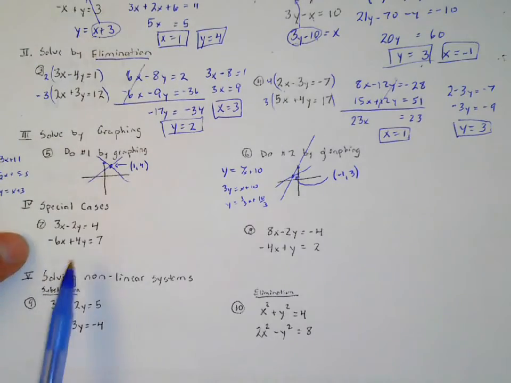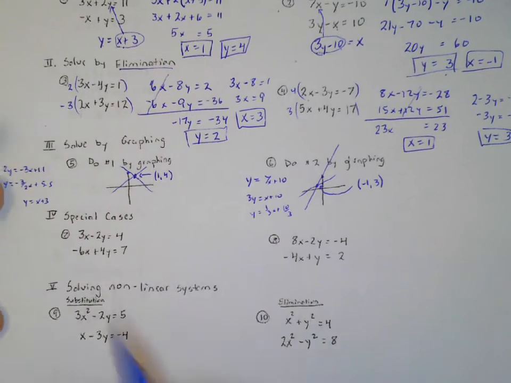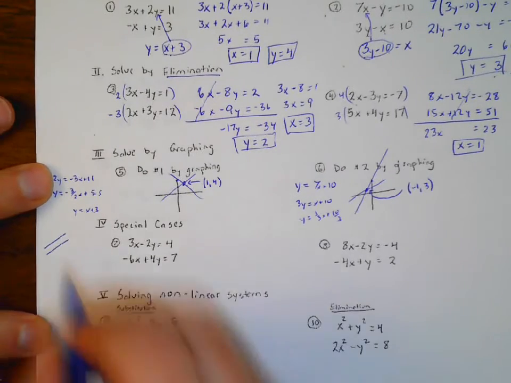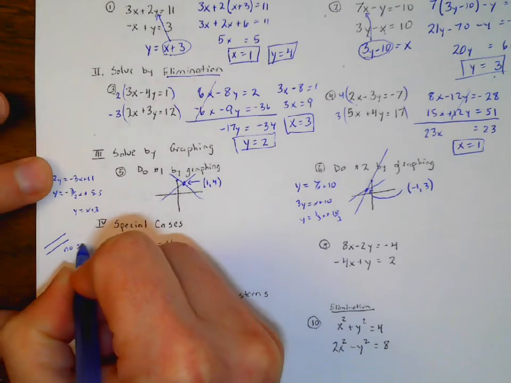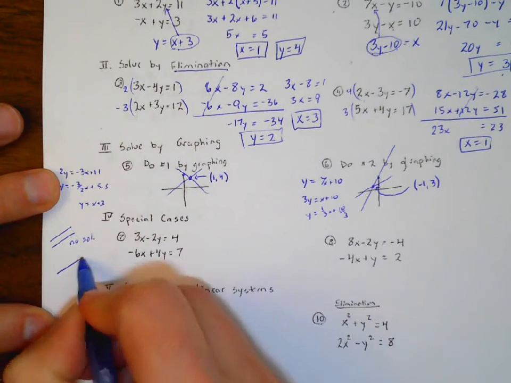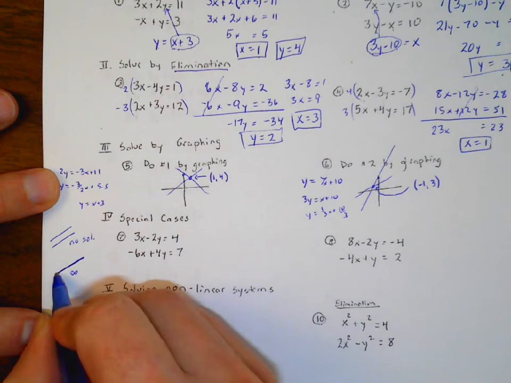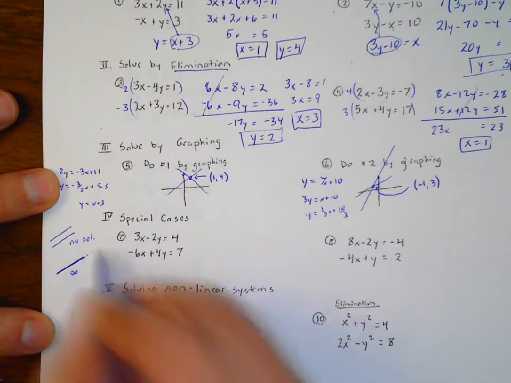Okay, now there are some special cases as well. If you think about the graphs, if you get graphs that are parallel to each other, it means there's no solution. If we get one graph and the other graph is right on top of it, the same line, then there's an infinite number of solutions, and it's anything on this line. Any point on this line would be a solution.